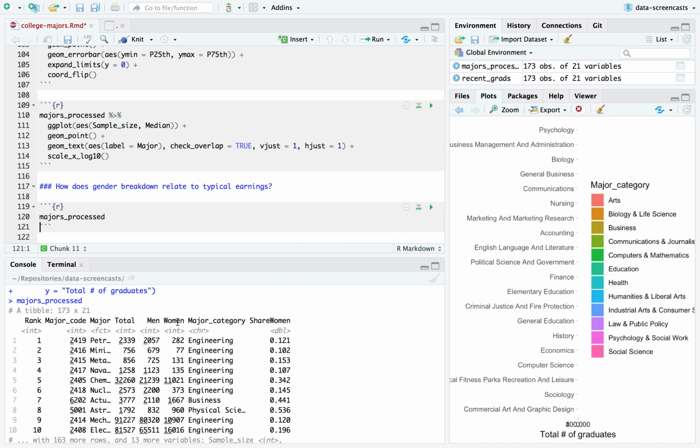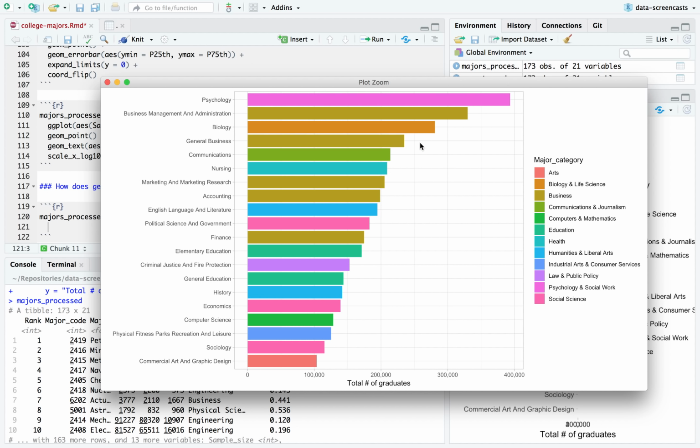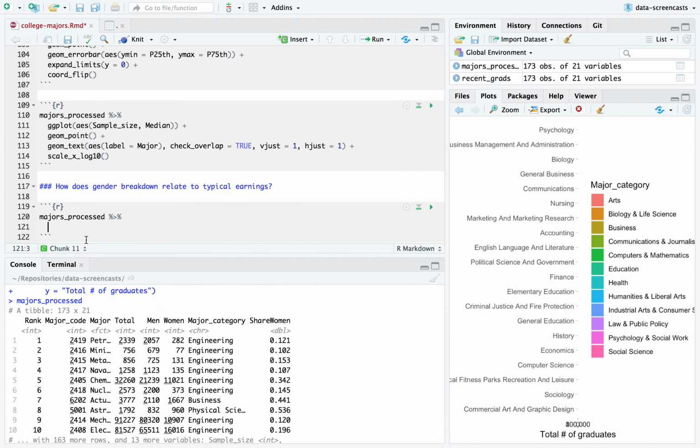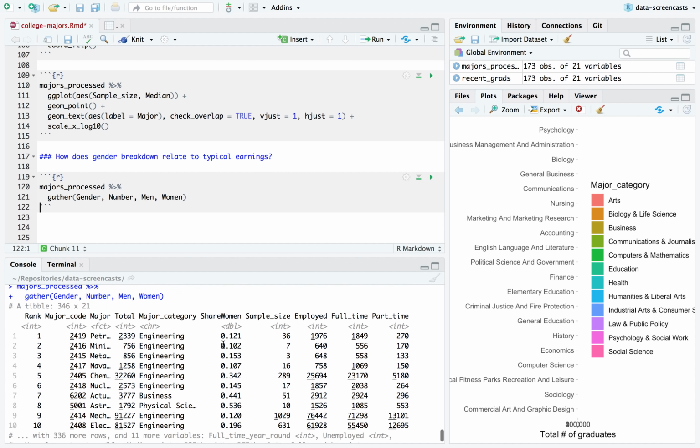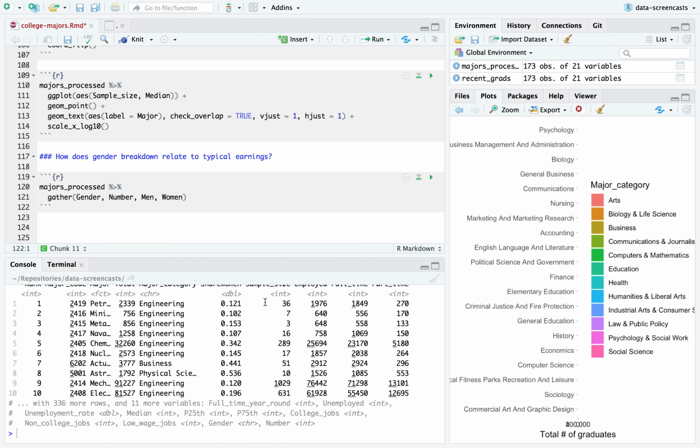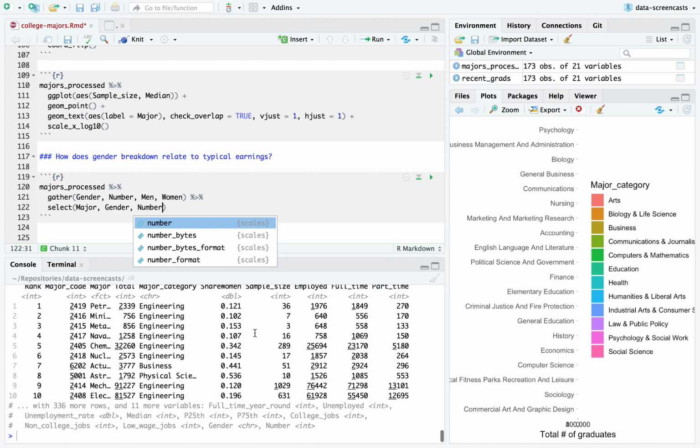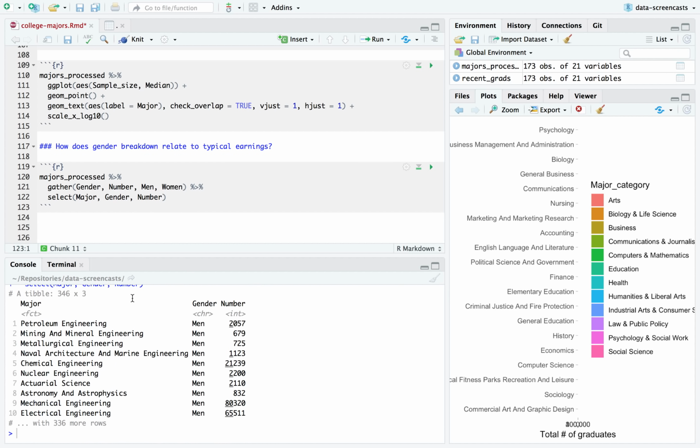So I've got men and women here as totals. That means I can do something pretty handy. I can plot that on a plot that looks just like this, but breaks it down into male and female by doing a gather. I gather into gender and number. And then which two columns do I want to gather? Men and women. This means I actually want to have, send up at the end. Boy, that's handy. Select major, gender, and number, the columns that I want. Here it is.